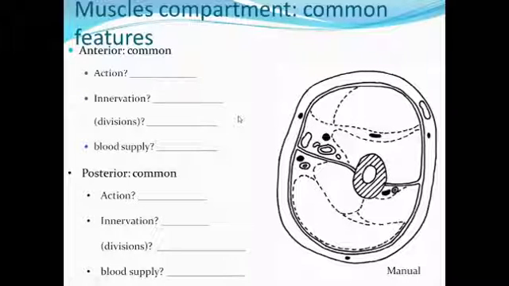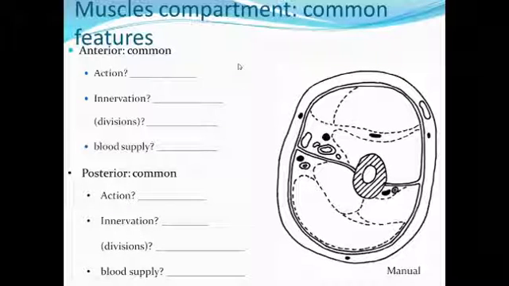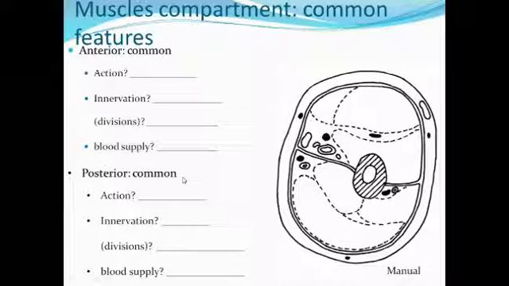So we've already discussed that muscle compartments share some features in common in terms of nerve supply, muscle actions, blood supply, etc. Here's the same image of the arm compartments. This is the anterior aspect, so here is our anterior arm compartment. Posterior aspect, so here is our posterior arm compartment. Again, it's a cross-section diagram from your student manual. And as an activity, we will discuss the common features of the anterior muscle compartment, and then I'll ask you to complete the same questions for the posterior muscle compartment in your own time.